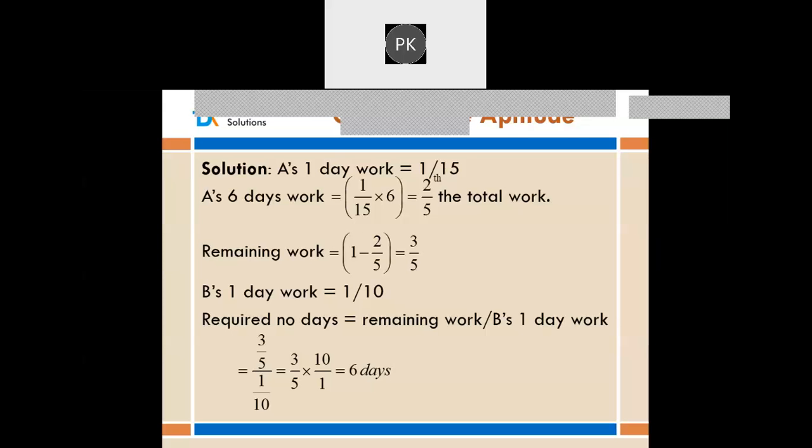Now remaining work will be what? Remaining work is always 1 minus completed. That is 1 minus 2 by 5, which is 3 by 5 here. Now B's 1 day work: we know B completes the job in 10 days, so B's 1 day work is 1 by 10. The required number of days is the remaining work divided by B's 1 day work. So remaining work is 3 by 5, B's 1 day work is 1 by 10. That means 3 by 5 into 10 by 1, which is 6 days.